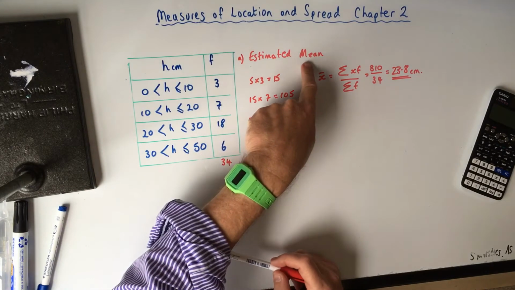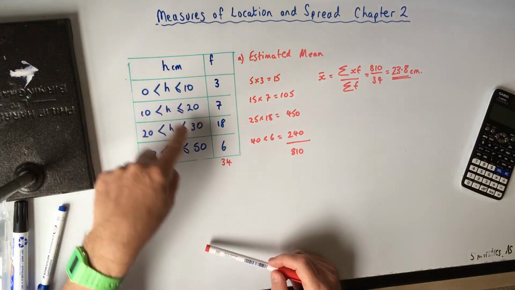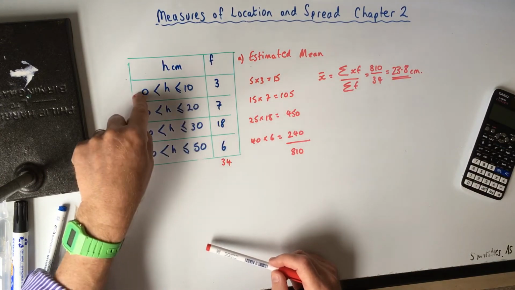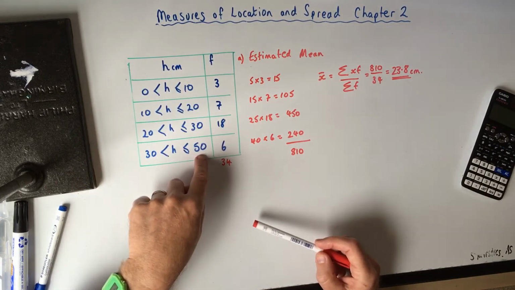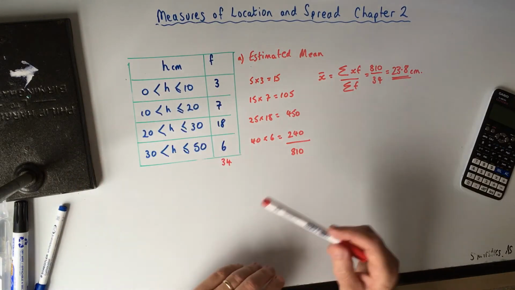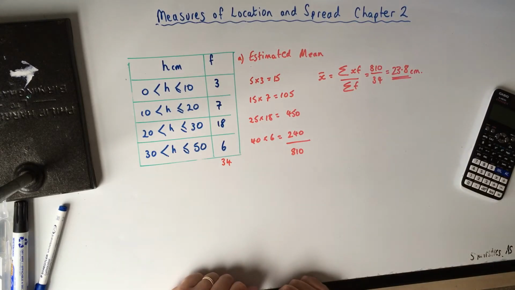Because we're finding an average, in this case the mean, the estimated mean, we're looking for something that's in the middle. So a very rough estimate is to say, well, what's in the middle between 0 and 50? 25. So we're looking for an answer around about 25, which is what we've got there. Okay, so a quick check that your answer is sensible.